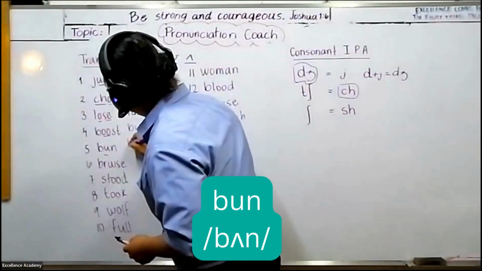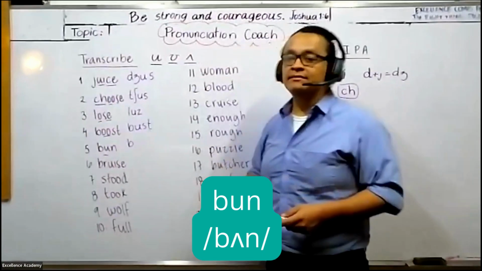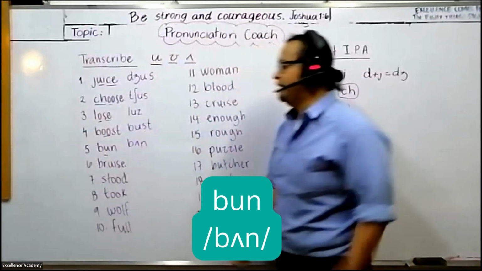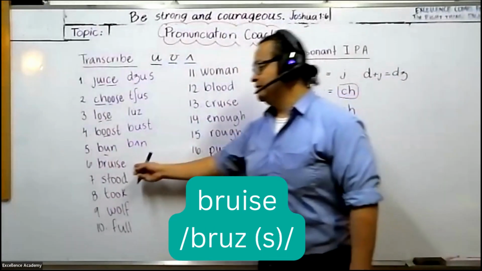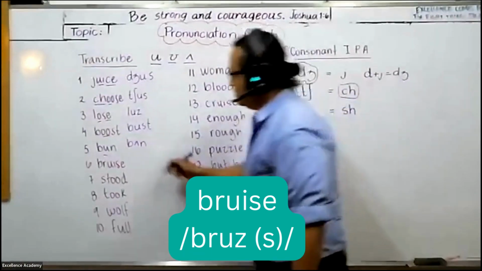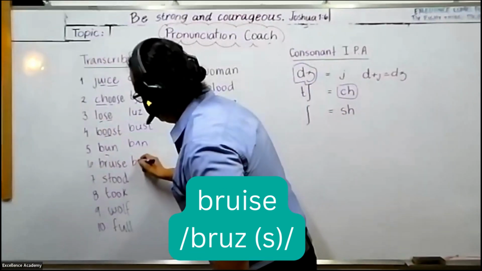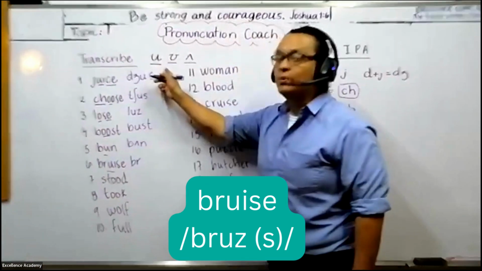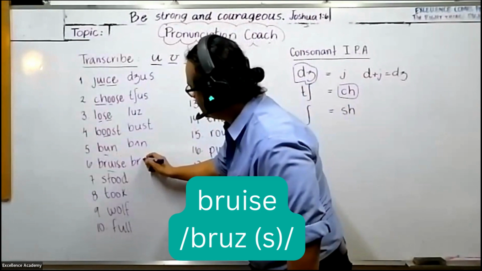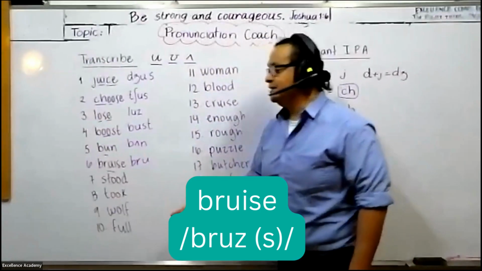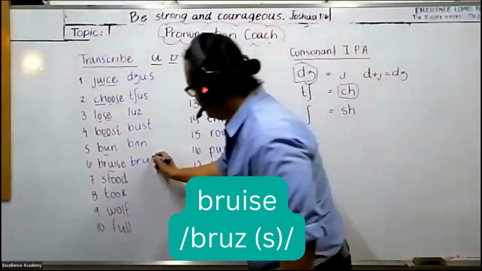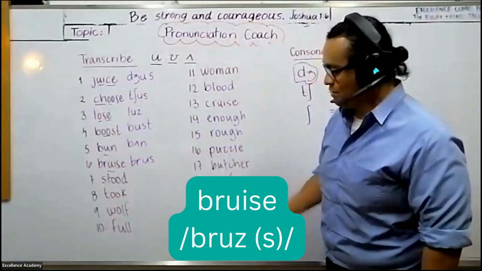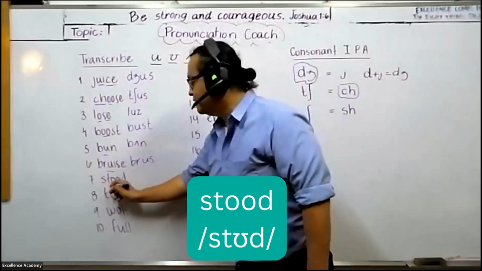Number 5, pan. Here, the B sound, the U is going to be an A sound. So we'll change that and we'll put the N. Bun. Correct transcription. Number 6, bruise. Okay. B sound, R sound remain. Now the U and the I are long. Ooh. So for both of those vowels, we'll just make one sound. The SE, Bruce. It's going to be an S sound. We don't transcribe the letter E. It's not pronounced. Bruce.